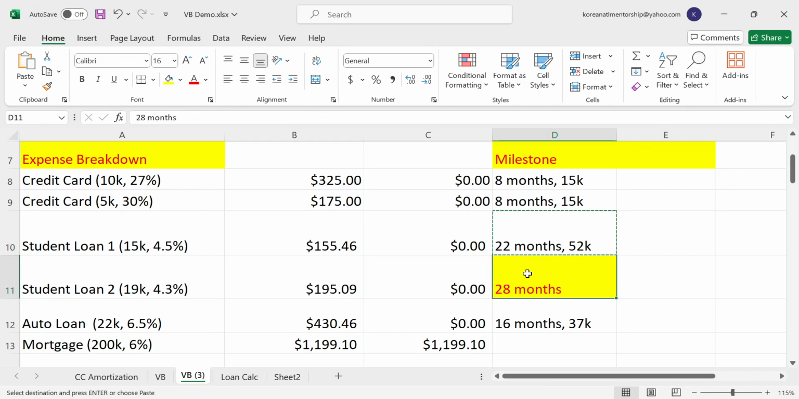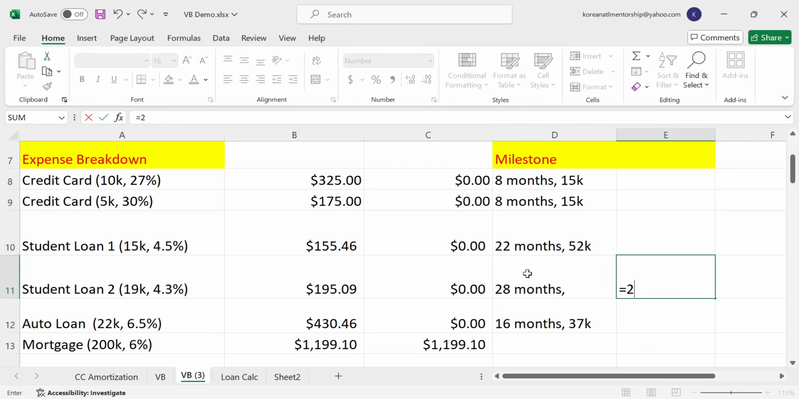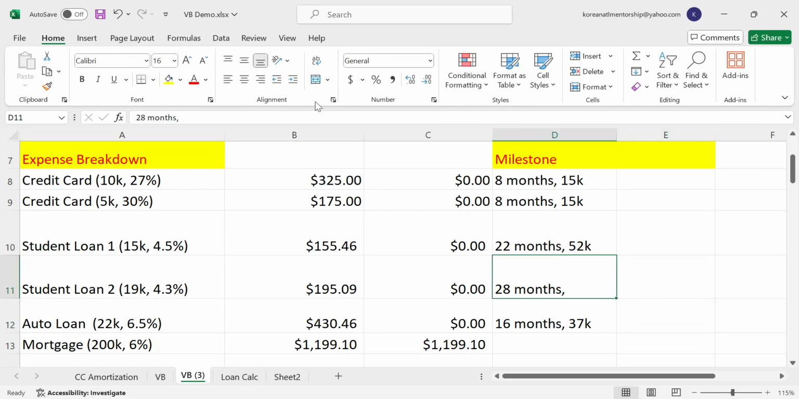And let me copy this. It doesn't need to be highlighted. So 28 months. And then so it's now 52 plus 19, so 71K. Right? So 71K. All right. So now we have done that. And now the last thing we've got to do is the mortgage.